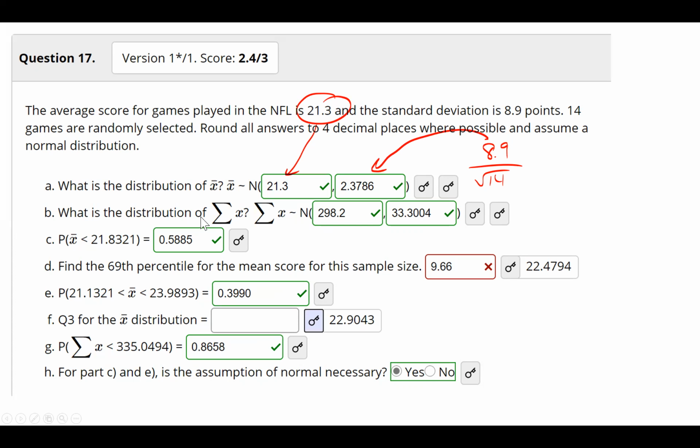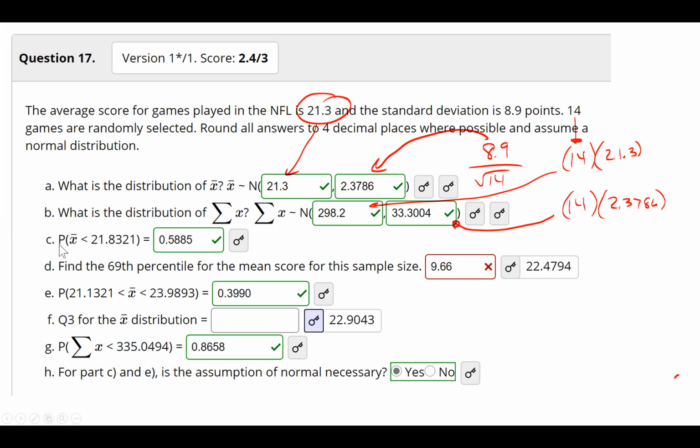Then the question is this: it's the distribution of the summation of x's. So I want to see that right here. All it really is, because we have 14 games, we're just going to multiply the average times 14. That's kind of what we do there. So we take that 14, multiply it times the average, and we get what we need right over here, 298.2. And then for the standard deviation of the summation, we just take 2.3786, multiply it by 14. When we do that, we get what we need, which is 33.3004. So good there.